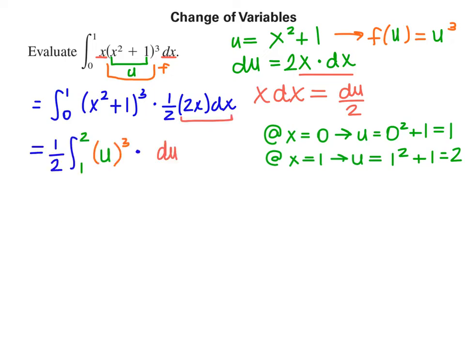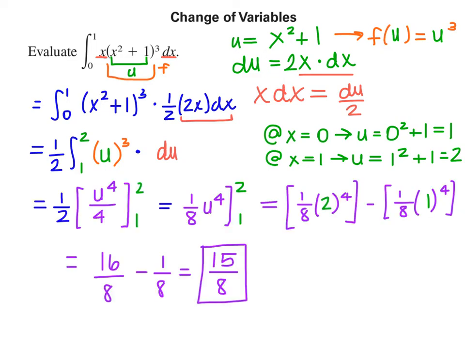Before I integrate, I'm going to pull this 1/2 out here. I'm going to replace that 0 and that 1 with that 1 and that 2, which I found over here. And then this is u cubed, so that becomes u cubed there, times du. I already pulled the 1/2 out, and that 2x dx, which is up here, is just du. So now I'm going to integrate and see what happens.